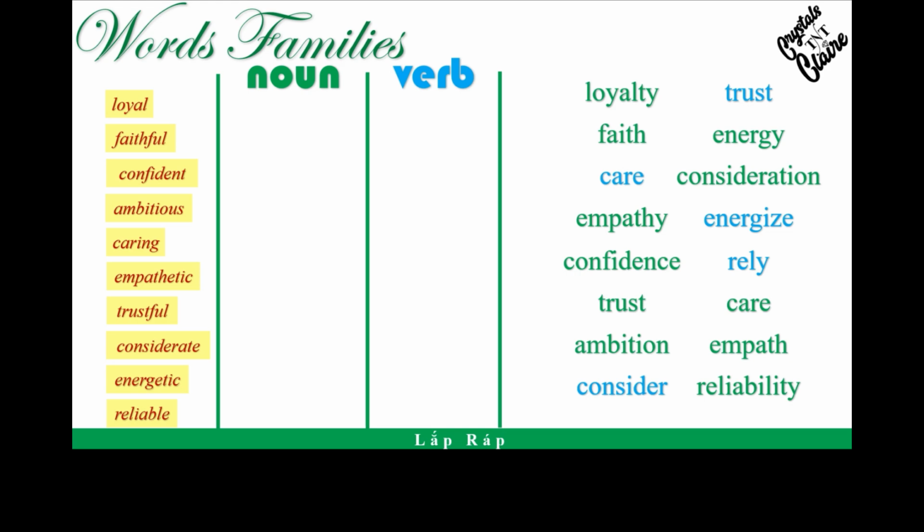Okay, so firstly, loyal belongs to noun, faith, empathy, confidence, trust, ambition, energy, consideration, care, empathy, empath, and reliable. Those belong to noun. And the blue ones, like care, consider, trust, energize, and rely, belong to verb.